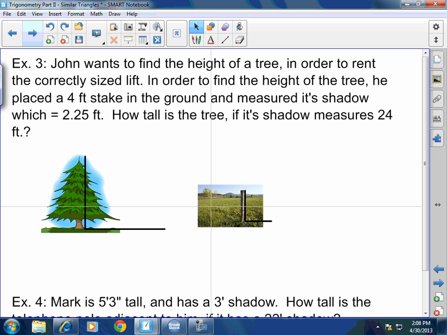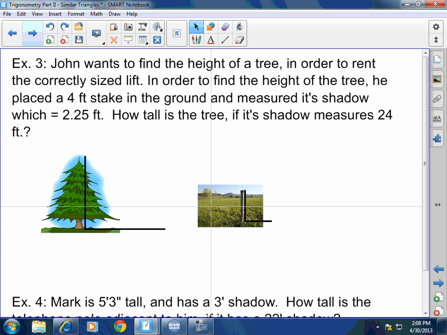John wants to find the height of a tree in order to rent a correctly sized lift. Lifts are those things that are hydraulic, it's like an elevator but for the outdoors, and they take you up as high as you can go. There are different types of lifts. There are lifts that go to 20 feet, lifts that go to 100 feet, and lifts that go to 50 feet.